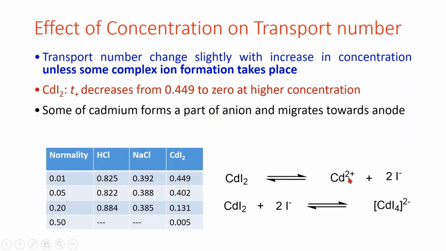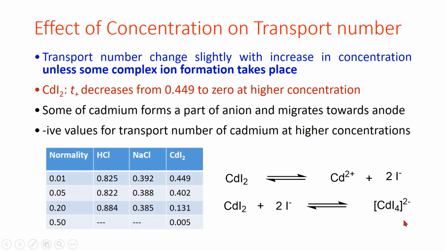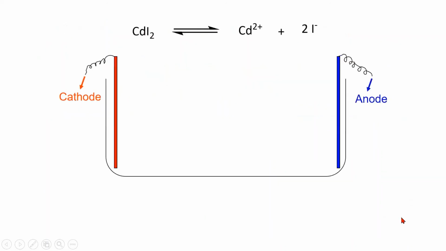Cadmium iodide gives rise to cadmium ions plus iodide ions. Cadmium ions move towards the cathode. However, at higher concentration, we get the CdI4 2 negative complex, which moves towards the anode. So a negative value of the transport number of cadmium can be found at higher concentrations. One can rationalize this. Cadmium ions move towards the cathode. Iodide ions move towards the anode.